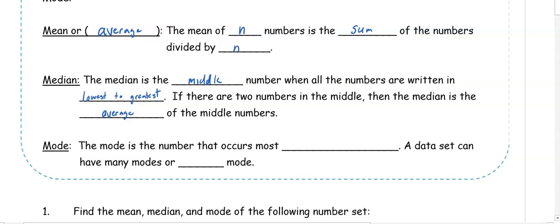The mode then is the number that occurs most frequently. In a data set, you can have a lot of modes or you could have no mode. It just depends on your data set.